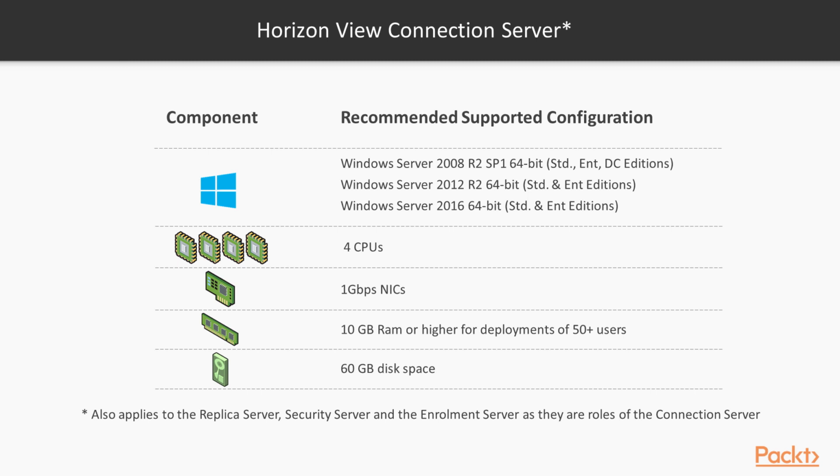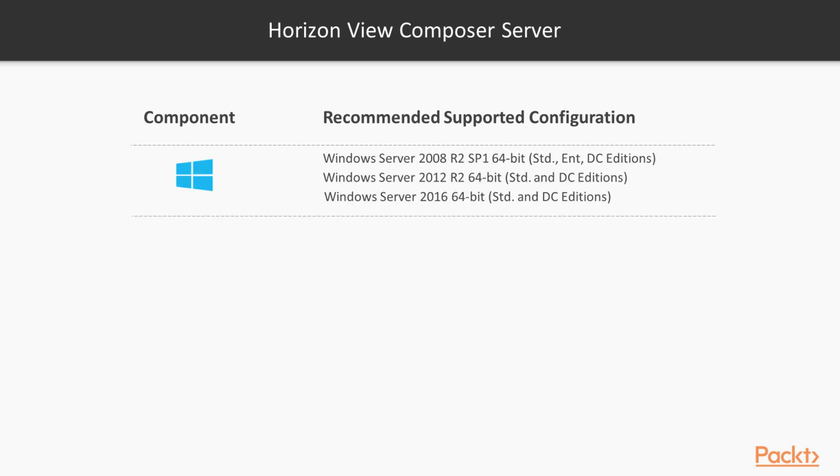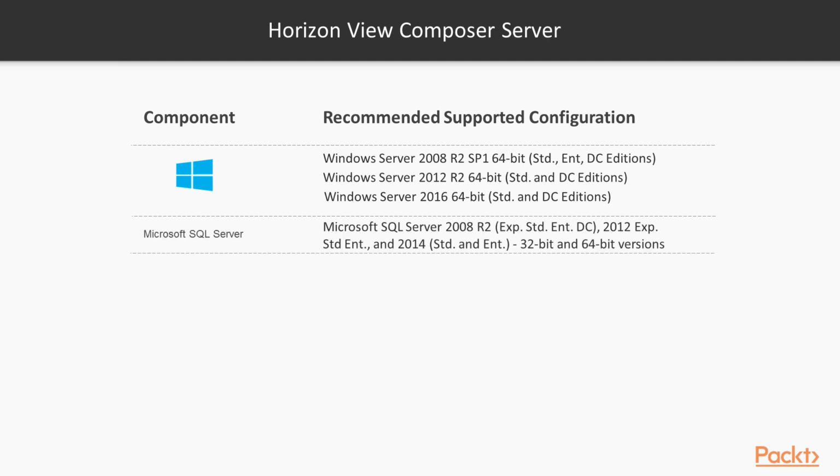The replica server, security server and enrollment servers, as they are also roles of the connection server, will require the same configuration. The View Composer server needs to be built with the following requirements. It too needs to be running either Windows Server 2008, 2012 or 2016. It will need a SQL database, 2008, 2012, 2014.